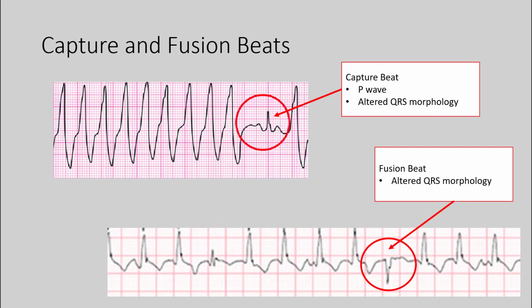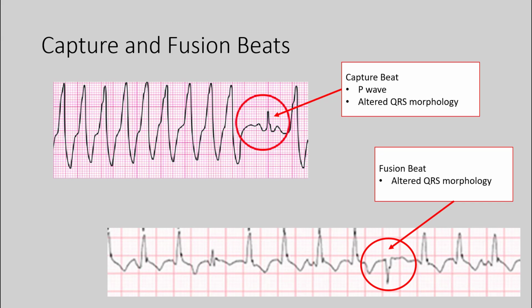Another feature was capture and fusion beats. Now these are also signs of a type of atrioventricular dissociation, and hence their presence during a wide complex tachycardia is a reliable indicator that the underlying rhythm will be ventricular. While differentiating between these two types of beats will make no significant difference regarding the differentiation of the wide complex tachycardia, we're just going to cover the definition for both of them anyway.